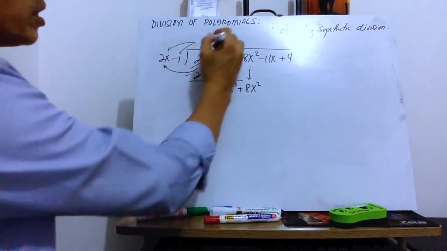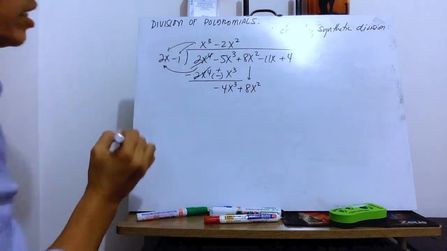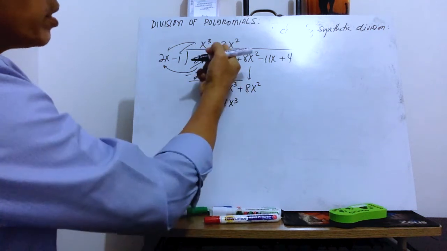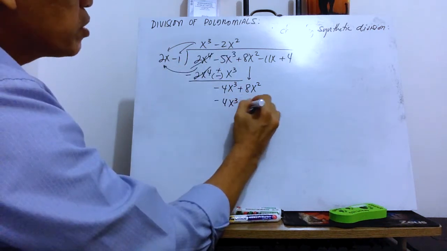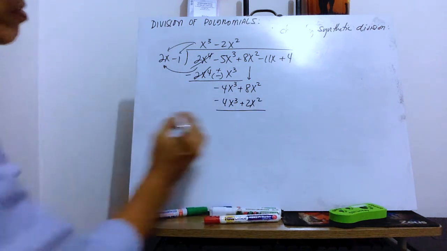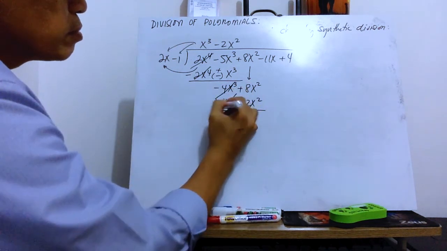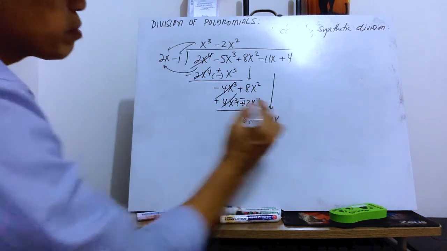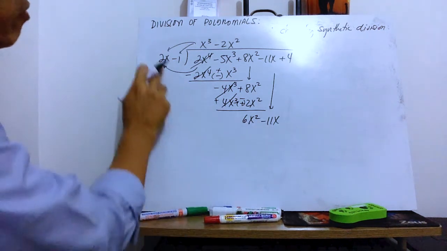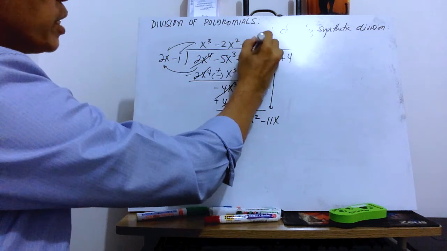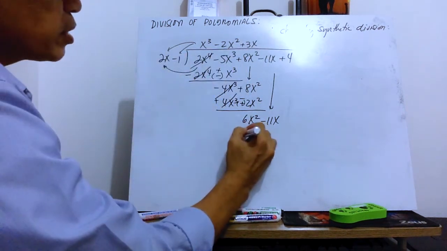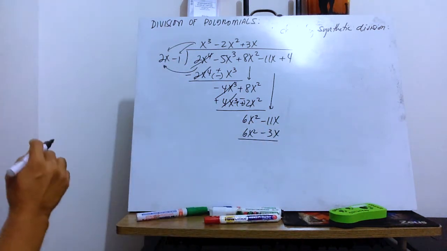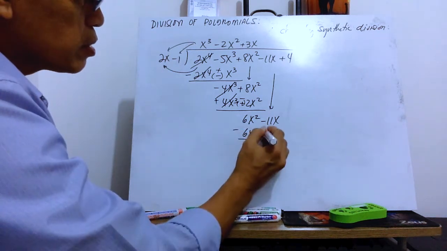Negative 4 divided by 2 is negative 2. Then multiply back. Negative 2x squared times 2 is negative 4x cubed. Then negative 2, negative 1, positive 2x squared. All right, change signs. Cancel. This becomes 6x squared. Bring down the next term, minus 11x. And then divide again. 6x squared divided by 2x. That's plus 3x. And then 3x times 2x, 6x squared. 3x times 1 is negative 3x. Right? And then change signs.